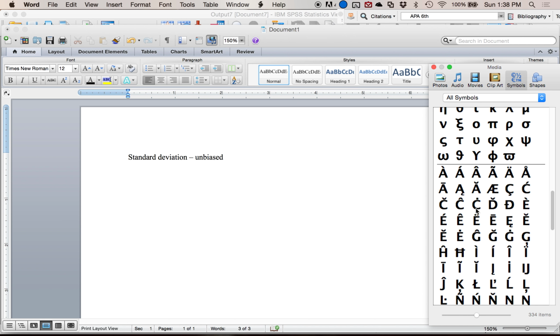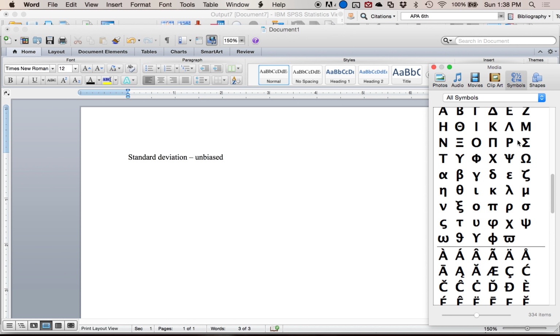Where is sigma? There he is. So sigma, the sum of all of the distances from the mean, so x minus the mean. But then we're going to square that. And if we don't square it, the sum of the distances from the mean always adds up to 0. So we're squaring it so we can get a useful number.